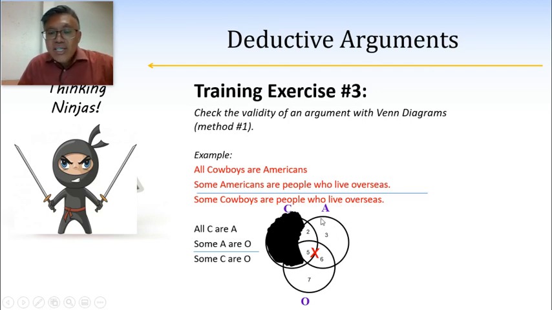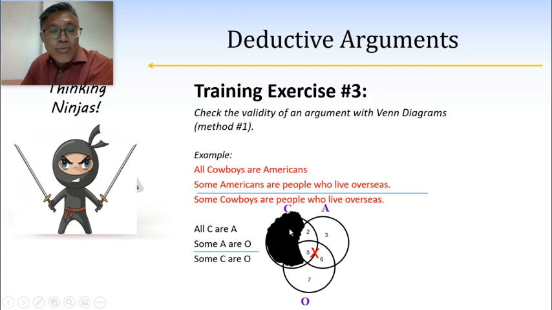The question is, does this drawing match the conclusion? Okay, let's take a look at the conclusion. Some C are O. There's our C claim, our C group, our C category. Here's our O category. If I'm going to say some C are O, where does the X have to be? Remember, we put the X where we know there's at least one member. That means the X has to be in 5, right? Because that is the section where C and O overlap.